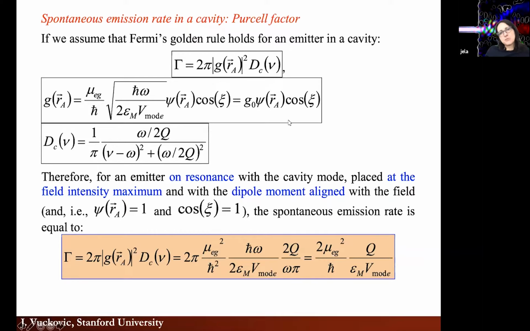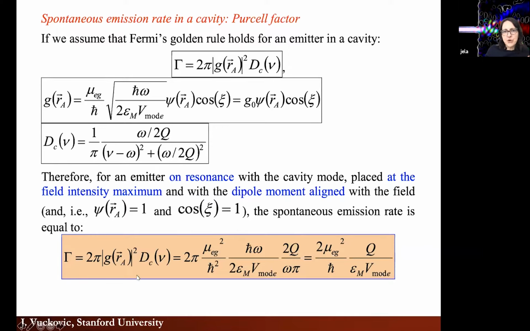For an atom positioned at the field maximum, psi is 1. For an atom aligned with the polarization of the field, cosine of psi is 1. So you just have G naught. G naught is this thing here. You copy it here, and you also have 2 pi coming from Fermi's golden rule. So the product of everything is given here.